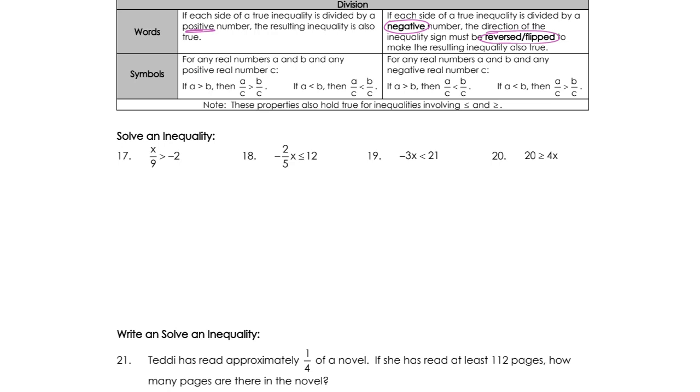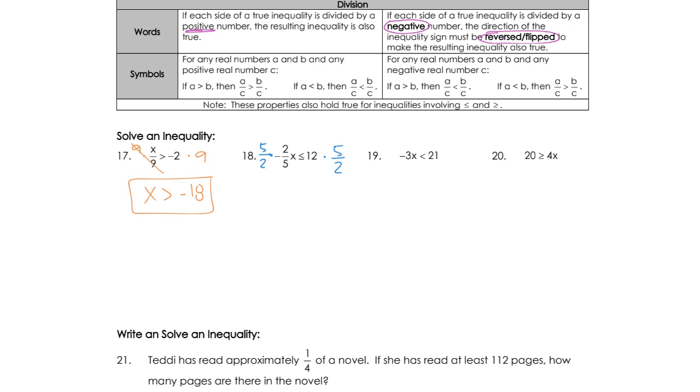So on 17, I have x over 9 is greater than negative 2. I need to multiply both sides by 9 to get rid of this 9 on the bottom. So those cancel out. I have x. I multiplied by a positive 9. So my sign does not flip in this case. It stays as greater than. My answer would be negative 18. So x is greater than negative 18. Now on 18, I see negative 2/5 x. We have to multiply by the reciprocal, so 5 over 2.